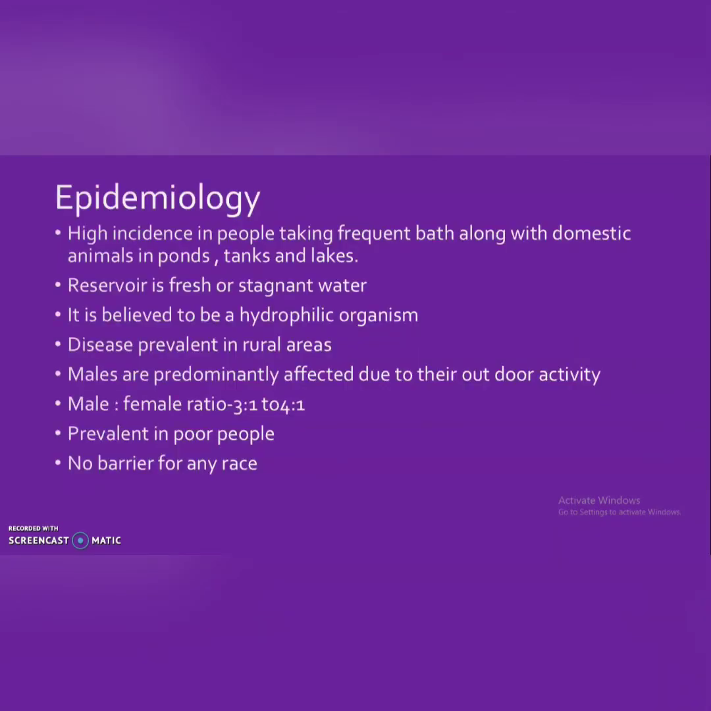Then coming to the epidemiology, the high incidence is seen in people who frequently bathe along with domestic animals in ponds, tanks and lakes. This is because the reservoir is fresh or stagnant water, and the organism is hydrophilic in nature. The disease is mainly seen in rural areas and the predominant category is male, because of their outdoor activity. The male-female ratio is 3:1 to 4:1, and it is mainly prevalent in poor people, and there is no barrier for any race.